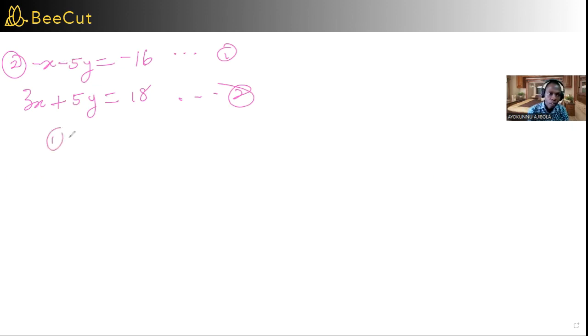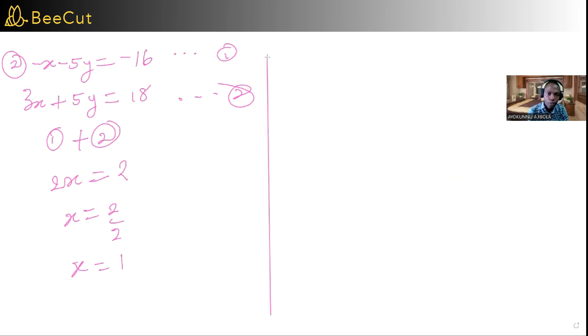So I can say equation 1 added to equation 2. This plus this gives me 2x, that is -x plus 3x is 2x. Then minus 5y plus 5y gives me 0. And this plus this is simply 18 minus 16, that is 2. So x equals 2 over 2, then x equals 1. Since x is 1, I can go back to the equation, eliminate x, in order to find y.